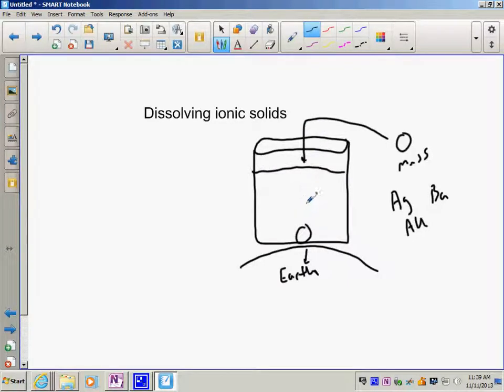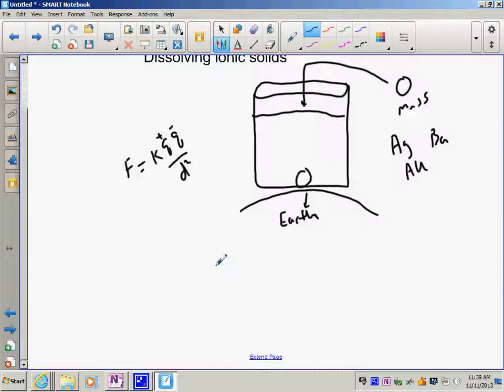And you can make analogies like likes dissolve likes, but in reality it has to do with Coulomb's law. Once again, force equals the charge, cation. I said cation, but it could be any charged particle, and then of course we have the distance between the two. So if I drop a particle in here, and let's just say, for example, it could even be salt.